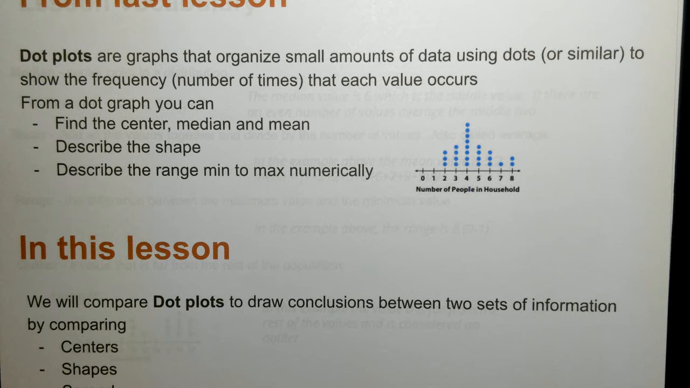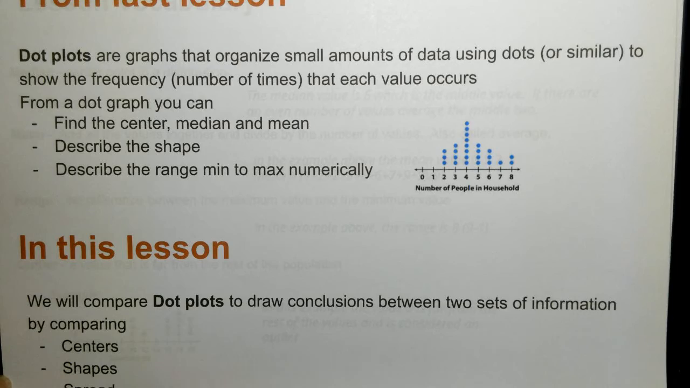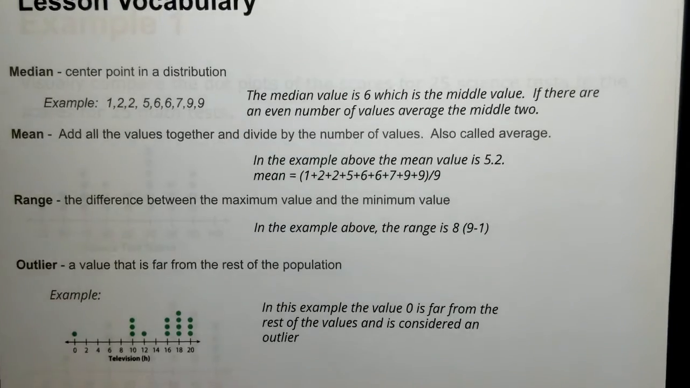You can describe the shape, and there will be different shapes, and you can also observe the range from the min to the max to see if that tells you something about the two different plots. So that's what you can learn from a dot plot. In this lesson we're going to compare two dot plots to draw conclusions, and we'll be looking at centers, shapes, and spread, just like from one, but we're comparing two different plots. Our lesson vocabulary is all of this is something you've done before, so let's just review it.